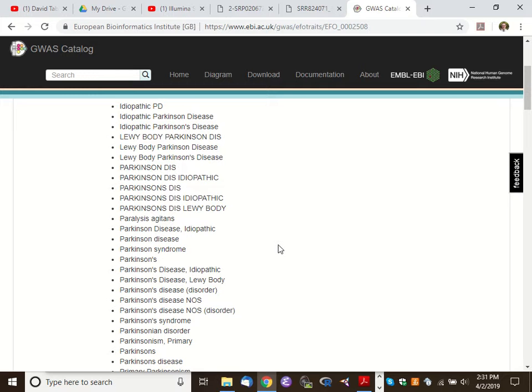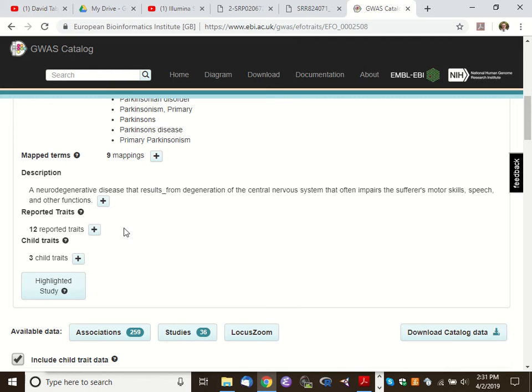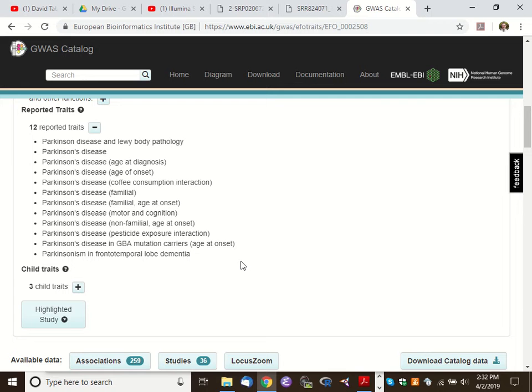They've tried to bookmark all the different terms that people use in order to get to that, to make that less problematic. All right, map terms, reported traits. We have traits. Let's look at them. All right, Lewy body pathology. Anyone know what a Lewy body is yet? Oh, it'll come. All right, familial condition.